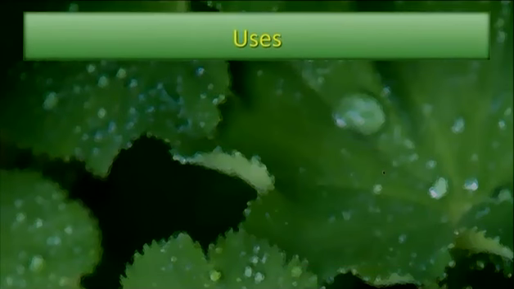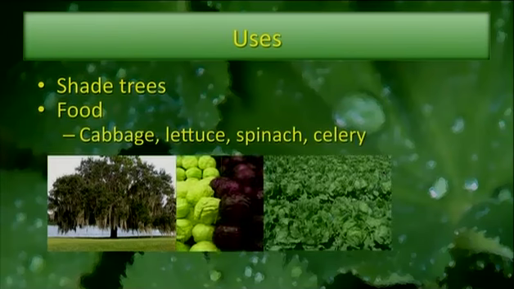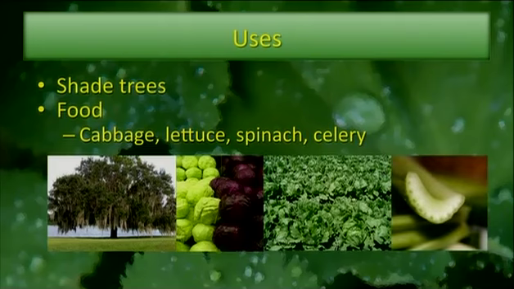Now some uses of plants. We have shade trees that are used for cooling and also for appearances. We have plants that are used for food, such as cabbage, lettuce, spinach, and celery. With cabbage and spinach, obviously we usually eat the blade of the plant. But with celery, it's actually the petioles that we eat.